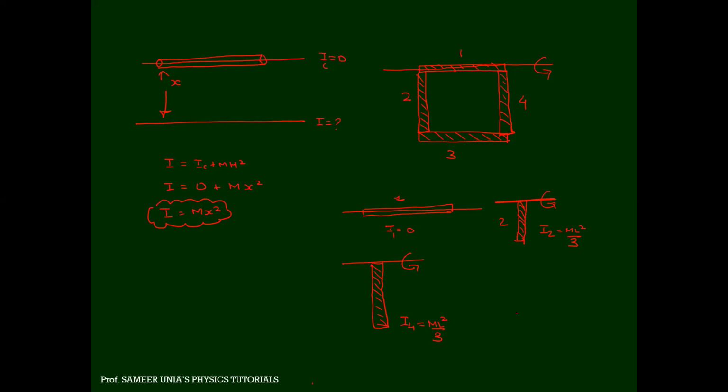And what is I3? The axis is over here. ml square, because the length is L, so the distance from here is L. This will be I3: ml square. The rest, if we add them all, will give the net moment of inertia about that axis. Getting it now?